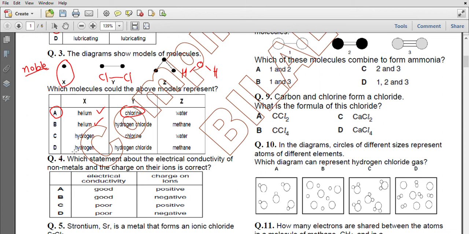Proceeding to question number 4. Which statement about the electrical conductivity of non-metals and the charge on their ions is correct? We can say that non-metals are not good conductors, so they are poor conductors of electricity, and non-metals can easily gain electrons and form negative charge ions. So D will be the right option.